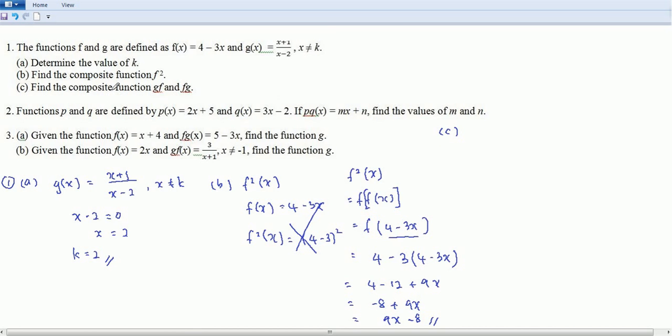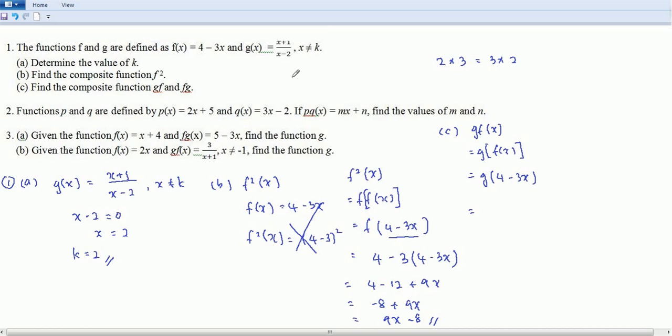Now we need to find two other composite functions, which are gf and fg. Are gf and fg equal? We know that 2 multiplied by 3 is equal to 3 multiplied by 2. So how about this one? fg and gf. We find gf first: gf(x). We start with f(x) first, which is 4 minus 3x.